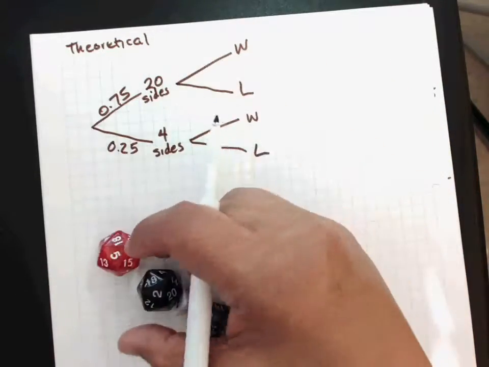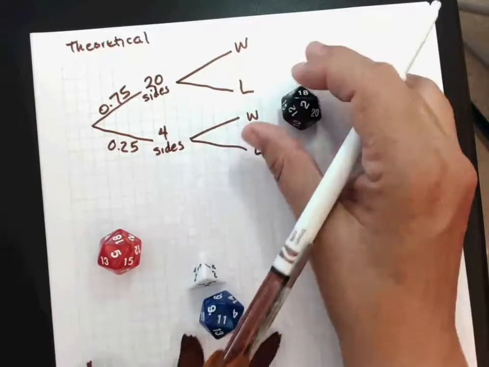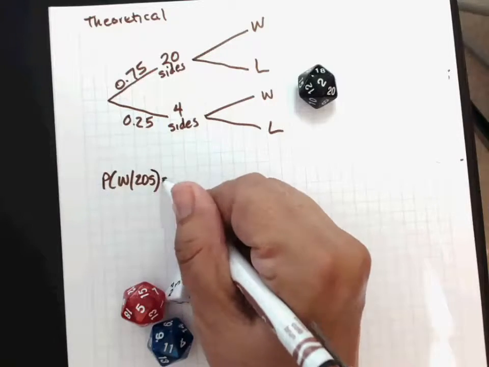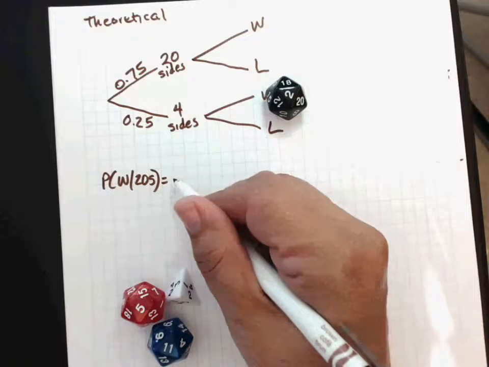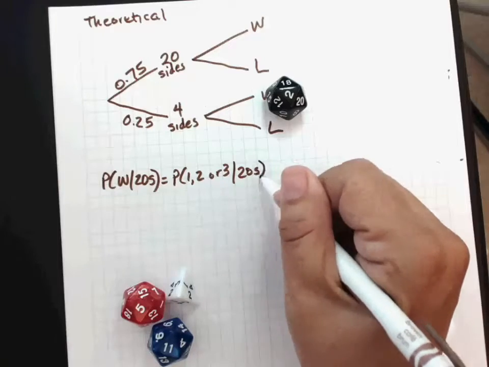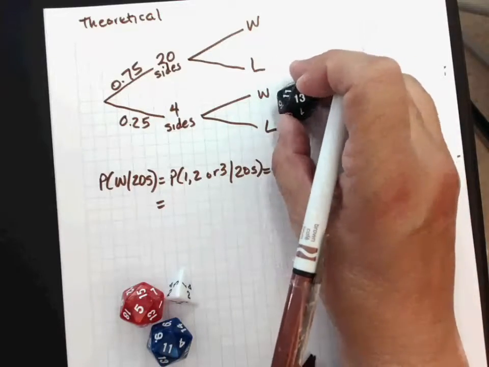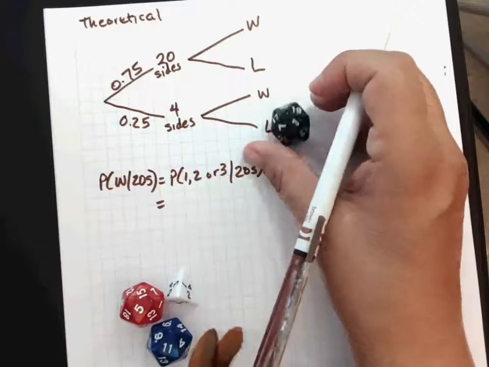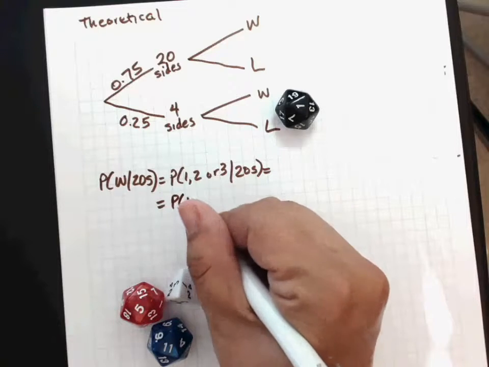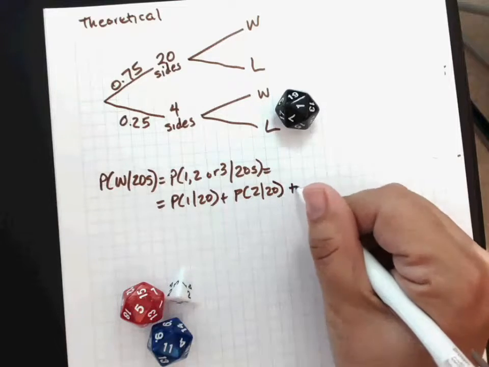All right. Now, let's take a 20-sided die and say, what's the probability of you winning? Well, the probability of winning on a 20-sided die is basically the probability of a 1, a 2, or a 3 given 20 sides. Which means what? Well, that means, how many of these work? I can just add the individual probabilities. What's the probability I'm going to roll a 1? Well, it's 1 out of 20. So let me do this: probability of 1 given 20, plus probability of 2 given 20-sided, plus probability of 3.